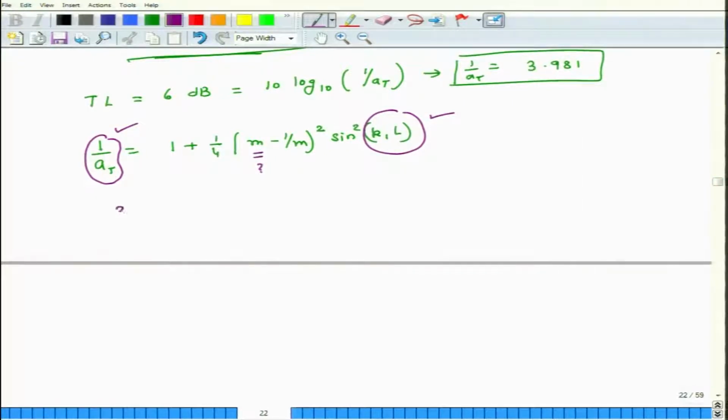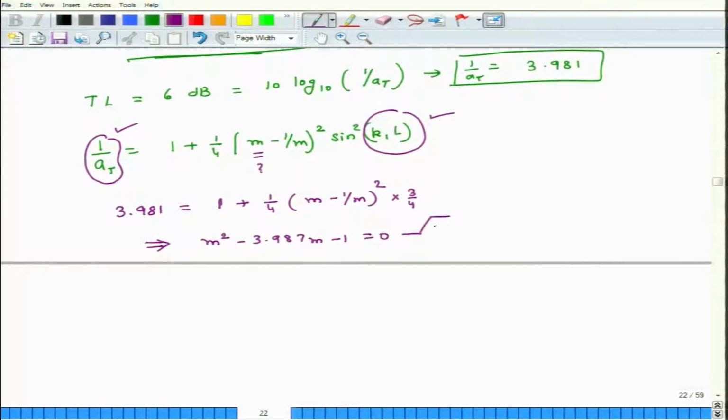So, 1 over 80 is 3.981, and this equals 1 plus 1 by 4 into m minus 1 by m whole square, and sin square kL is 3 by 2 or 3 by 4. So, this gives us a quadratic equation, and the quadratic equation is m square minus 3.987 m minus 1 equals 0, and this gives us two solutions.